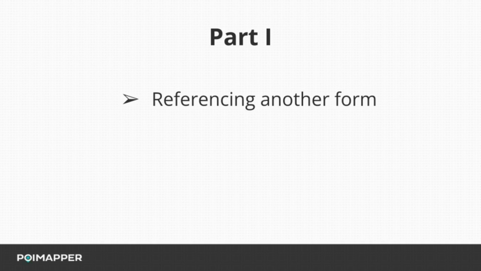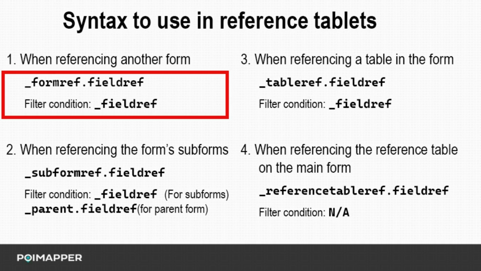Referencing another form. You start by selecting the other form from the Select Reference Form or Table field. To reference fields in the other form on calculated values or filter conditions for the reference table, you must go and add a reference name to the other form you are referring to, because its reference is empty by default. Then you use the following syntax: _form reference.field reference.